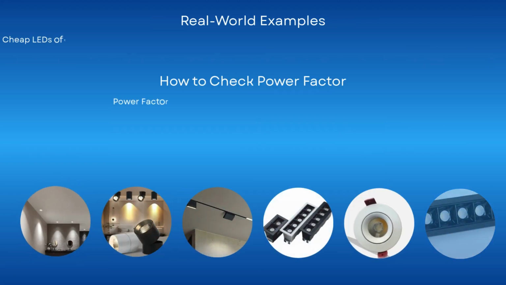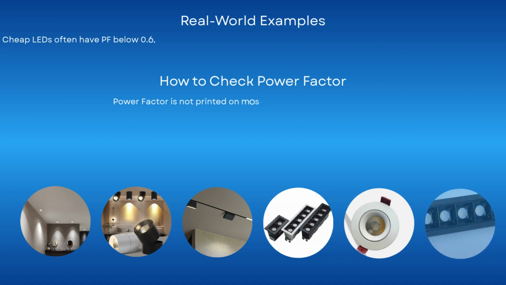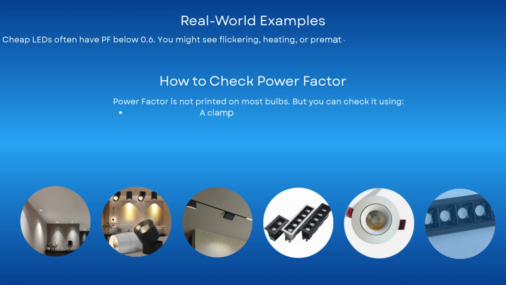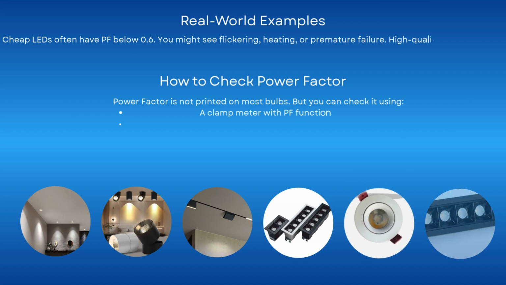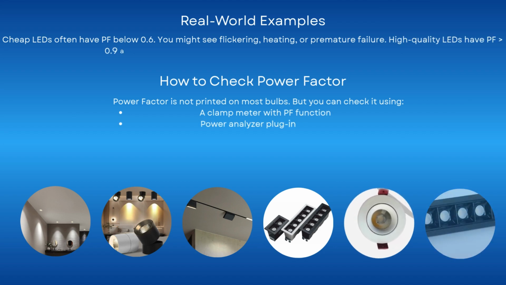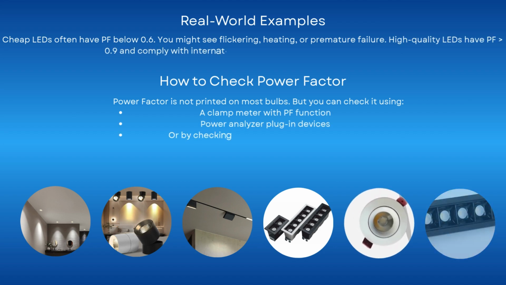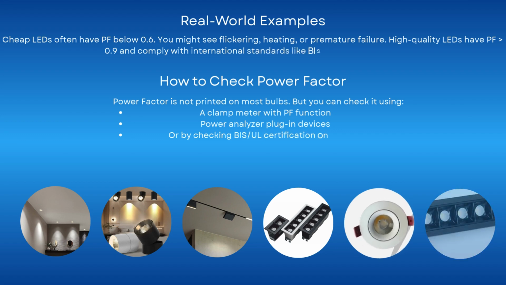Cheap LEDs often have PF below 0.6. You might see flickering, heating, or premature failure. High-quality LEDs have PF greater than 0.9 and comply with international standards like BIS, CE, or Energy Star.